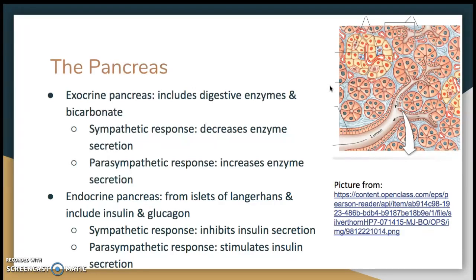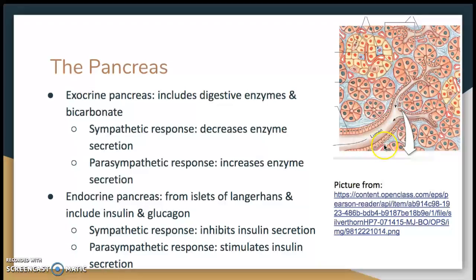It has a sympathetic response, which would be a decrease in enzyme secretion, and during parasympathetic responses, it would increase enzyme secretion. The exocrine portion is these orange cells with the green dots. These green dots are acinar cells. Pancreatic acini are part of the exocrine portion, and they are the ones that secrete digestive enzymes.